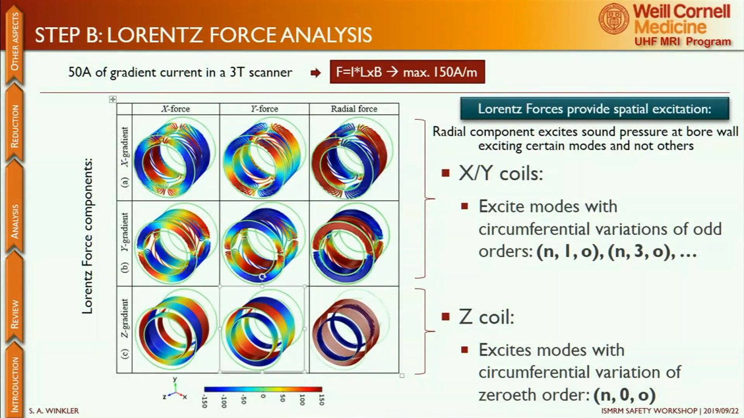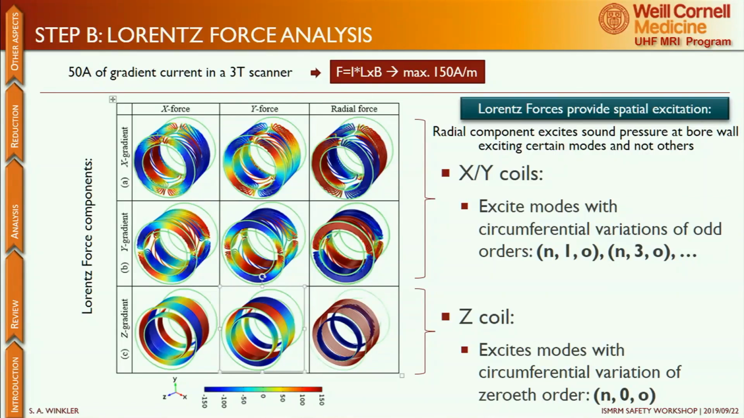So our step B is the Lorentz force excitation. So if, for example, you have 50 ampere of gradient current in a 3T scanner, you get a maximum of 150, that should be Newton per meter. And what's really important here is the radial component, because that is what in the end excites the sound pressure. So this is the X gradient, the Y gradient, and the Z gradient and its components.